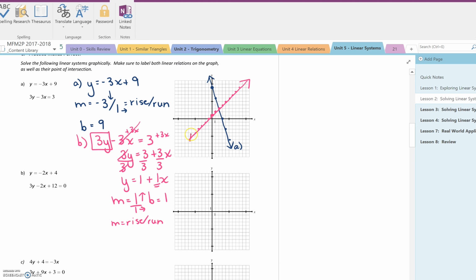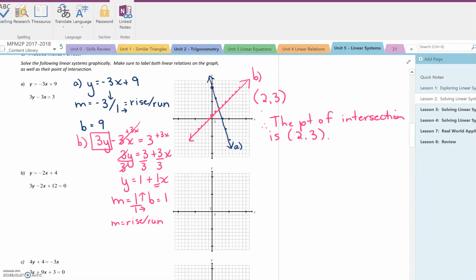Okay, so we're going to label this line as line B, and now we're going to label the point of intersection. So what we're going to write here is, on this graph, I can see that the x value is 2, and the y value is 3, which means, therefore, the point of intersection is (2, 3). And there's your therefore statement. You've labeled your point of intersection on the graph.